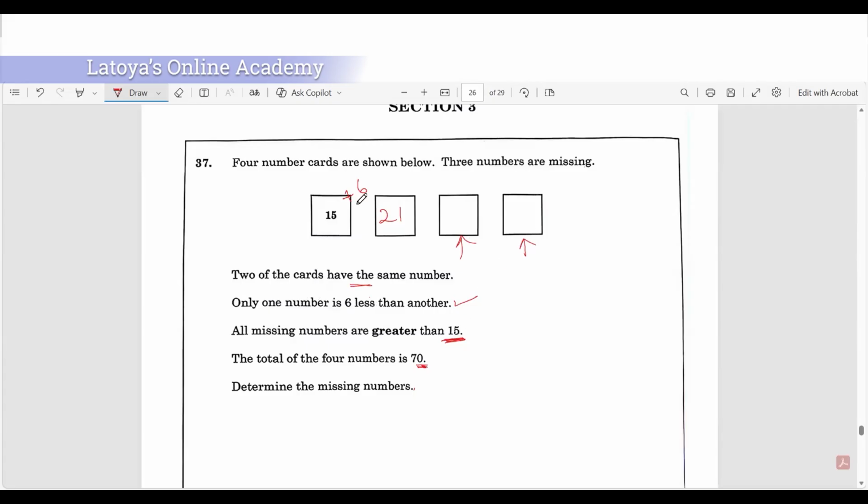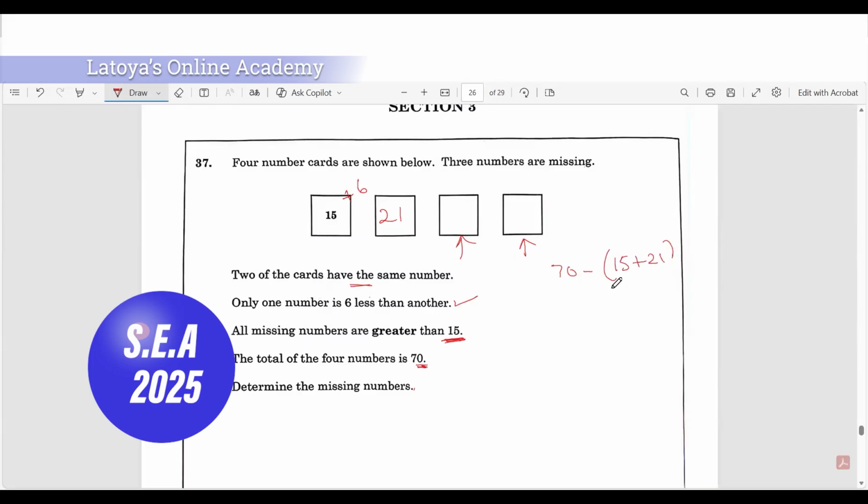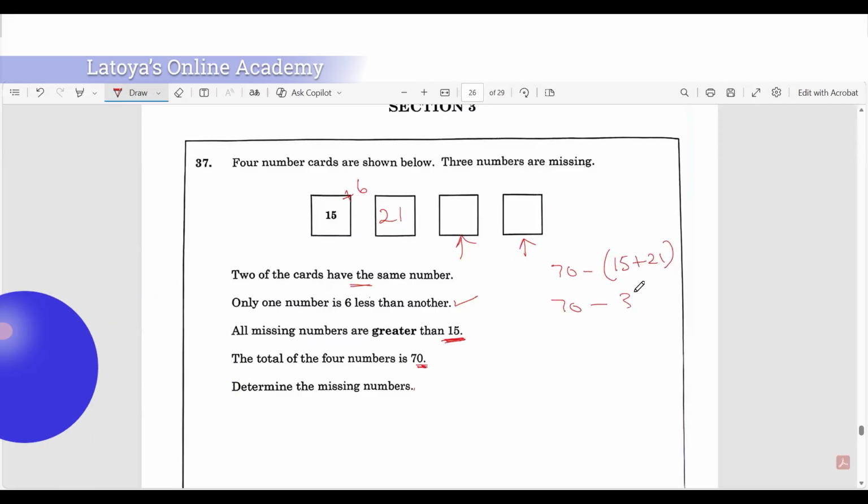Now that we know the total, what would we do? Add and subtract. So we would subtract the sum of 15 and 21, which is 36, from 70. And we will get 34. And what will we do with this 34? Remember, the last 2 cards have the same number. So we're going to have to divide 34 by 2, and that's going to give us 17.